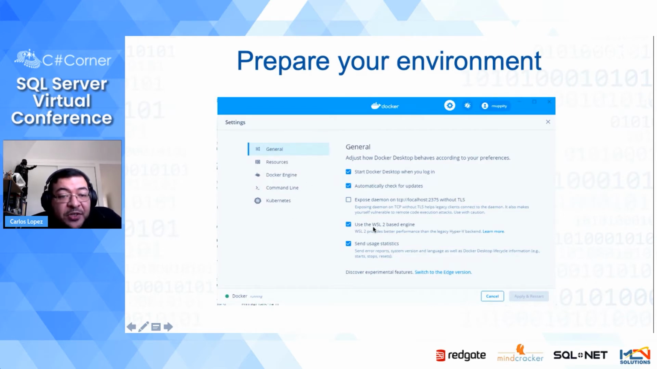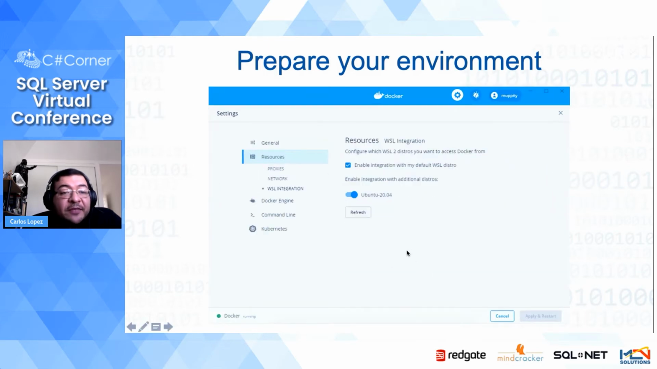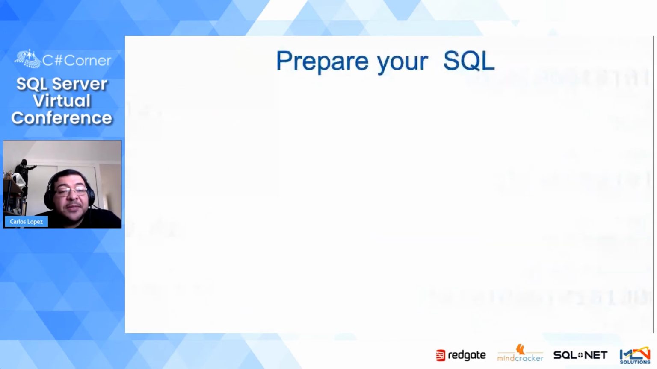You have to use WSL in your Docker, and you have to set it here in general settings, and you have to enable in resources the available distribution that you have on your Linux. So you have an Ubuntu, you set it up, and then Docker will interface with WSL. You don't have to do anything else, and the interface is done that way. So that'll be it for the steps, and you can have your SQL now.